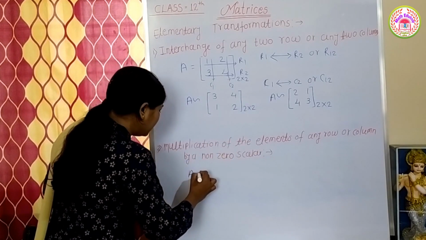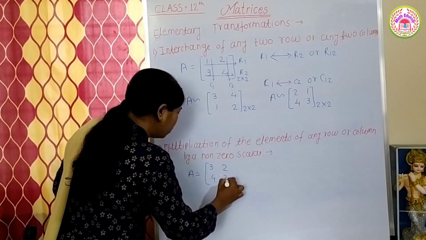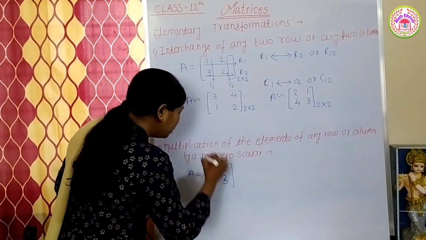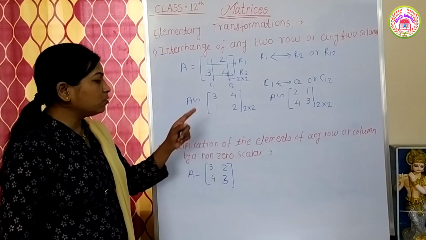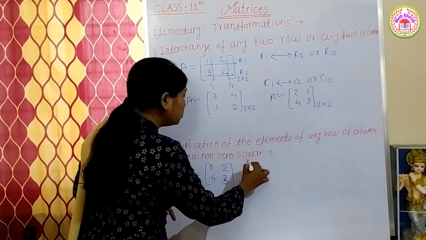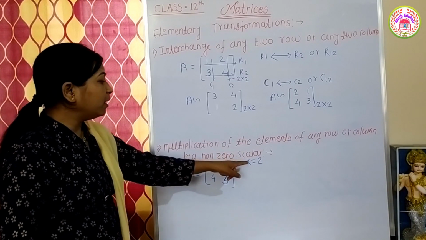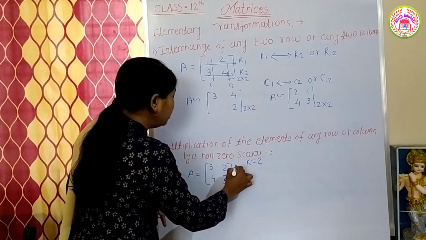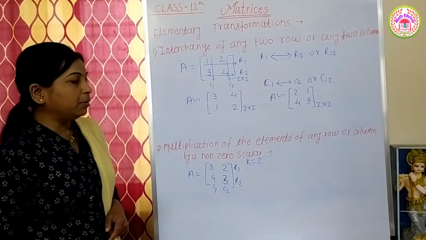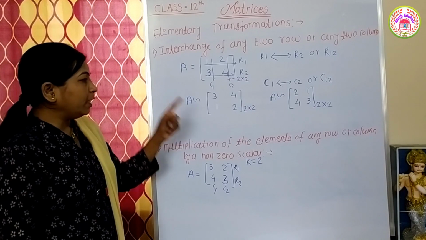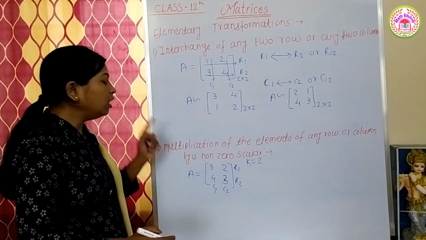Matlab take a matrix A, matrix lete hai. Suppose 3, 2, 4, 2, or 4, 3. Then if you want to multiply any row or any column by a non-zero scalar, you have to take this scalar as non-zero. For example, if you take scalar k as 2 and then we multiply this scalar 2, this is the first row element, this is the second row element, this is the C1 column element, this is the C2 column element. Then when we multiply any row or any column by a non-zero scalar, whatever new matrix we get is equivalent to the original matrix.